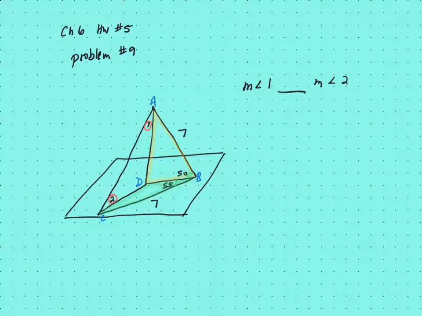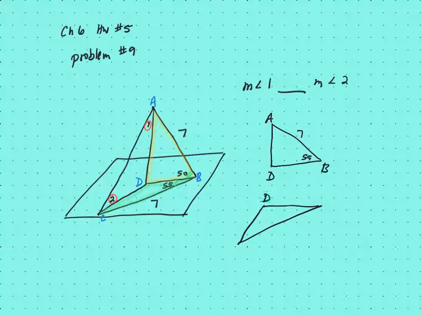If you were to redraw those two triangles separate from the picture itself, come off to the side here, we've got triangle ABD that looks something like this. Don't assume it's a right angle, my friends. So this is 55, and this side has a length of 7. And then triangle CDB, and this side CB has a length of 7. This angle is 50 degrees.